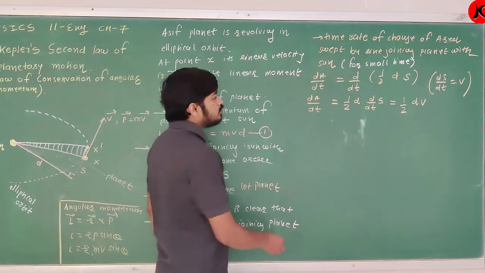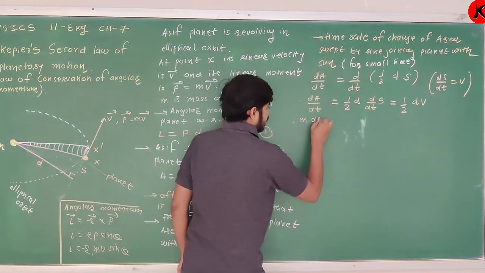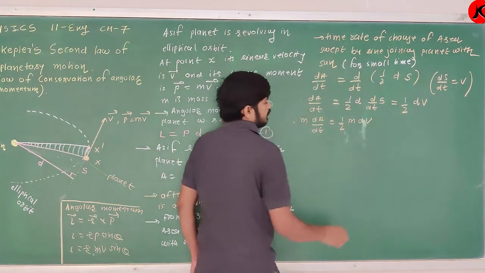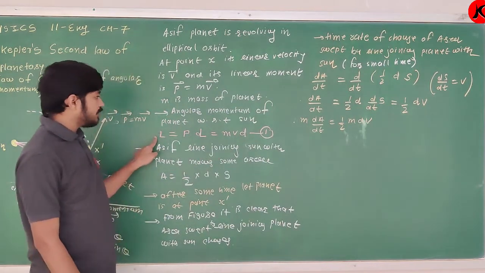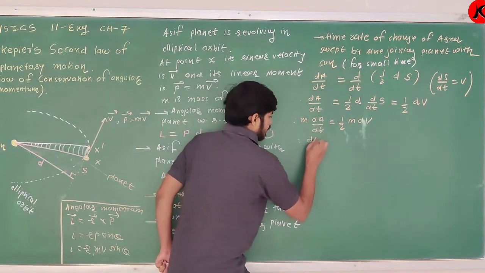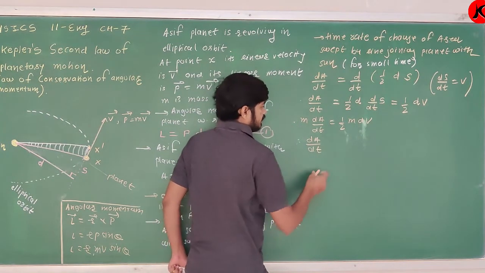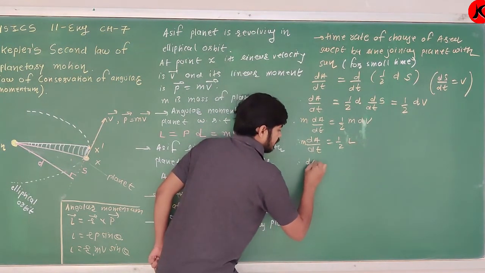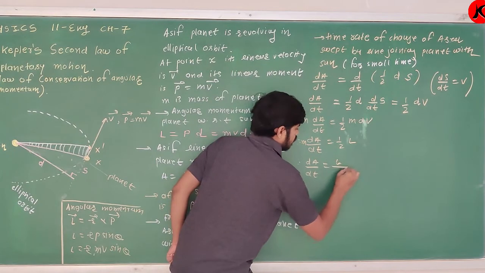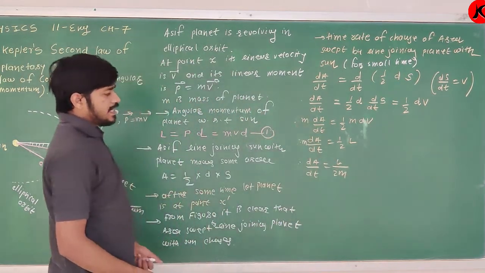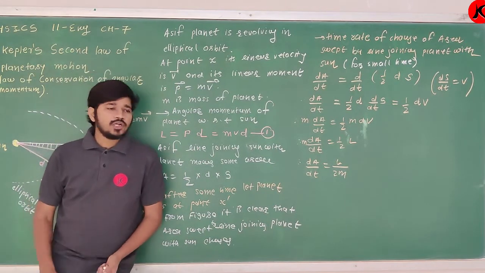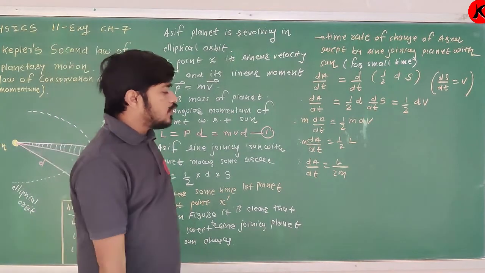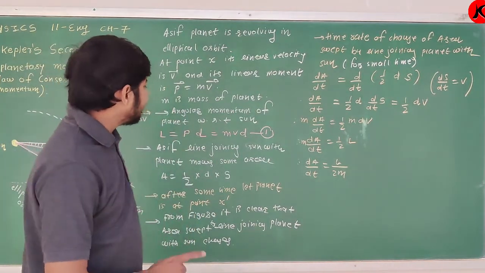Okay. Now on both sides I will multiply with m. Therefore m dA upon dt is equal to half m v d. Now see, m v d is equal to L. So m dA upon dt is equal to half L. Therefore dA upon dt is equal to L upon 2m. Now 2 is constant, m, that is mass of planet, is also constant. So what about L, that is angular momentum?